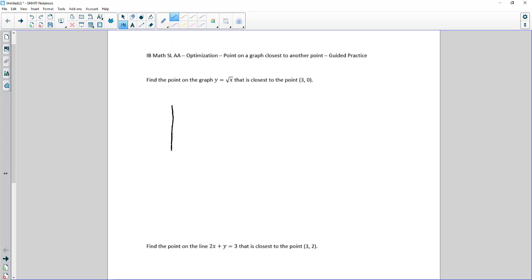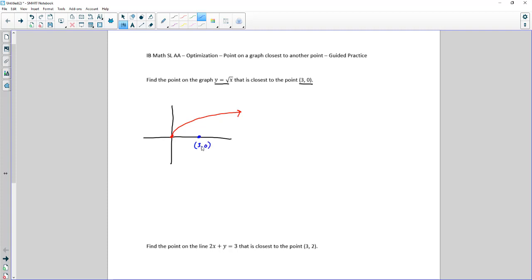So we want to find a point on the graph y equals root x, which is a square root function, that is closest to the coordinate 3, 0. If you know the square root function, it looks something like this. And 3, 0 will be some random point here, I guess. Call it right there. That's where 3, 0 is.